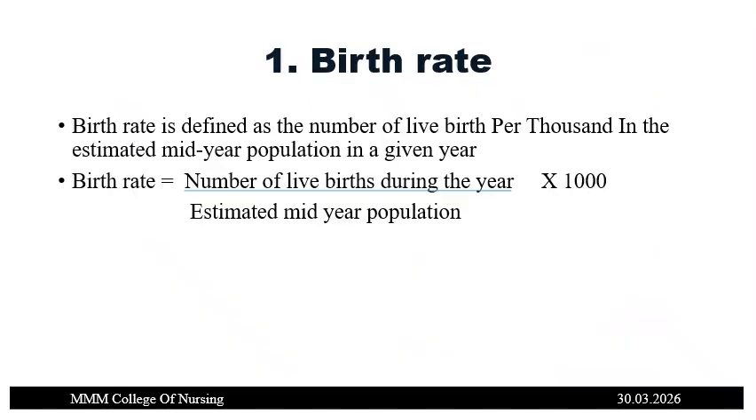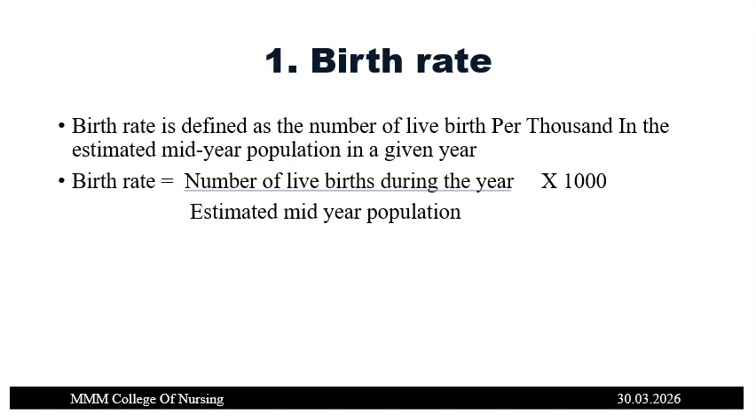Next, we'll move on to the birth rate. Birth rate is the number of live births per thousand population in a year. It indicates population growth. A high birth rate may suggest limited access to family planning, while a low birth rate may indicate better awareness and healthcare services. For example, India's birth rate has been gradually declining due to increased education and contraceptive use.